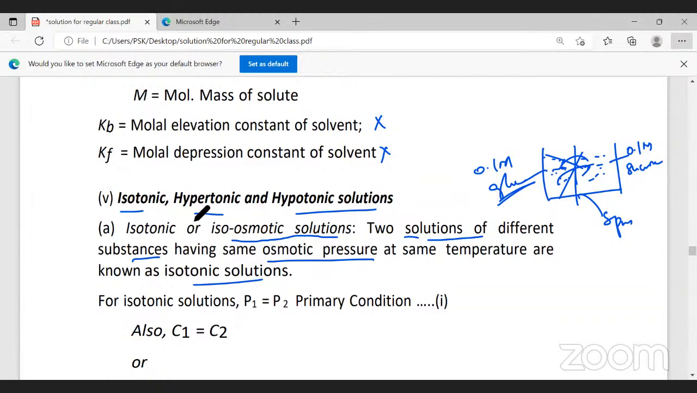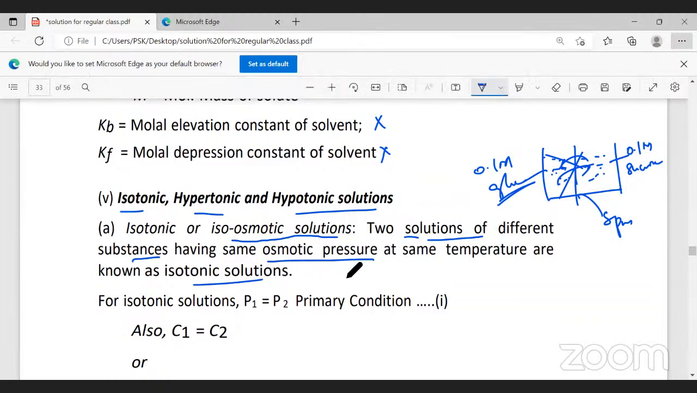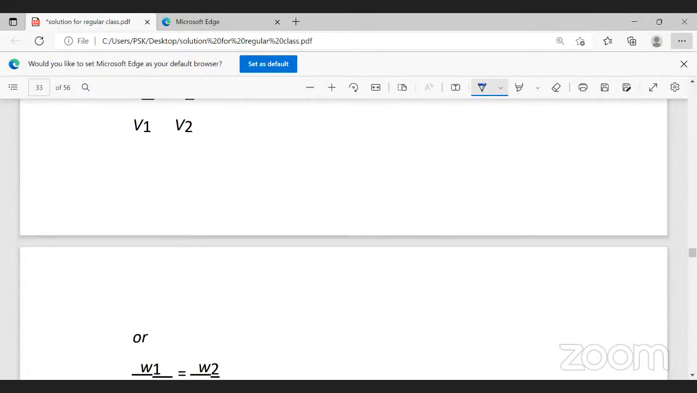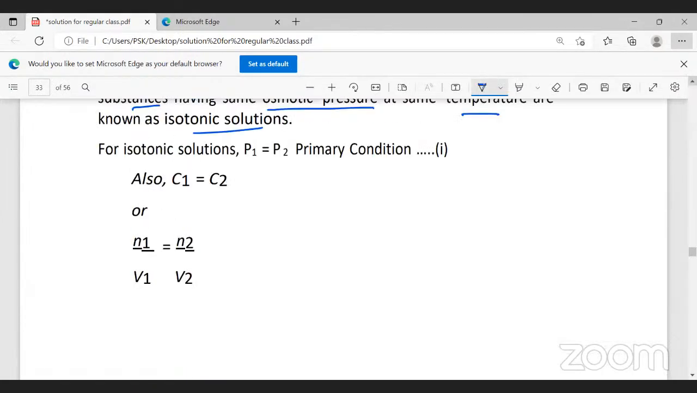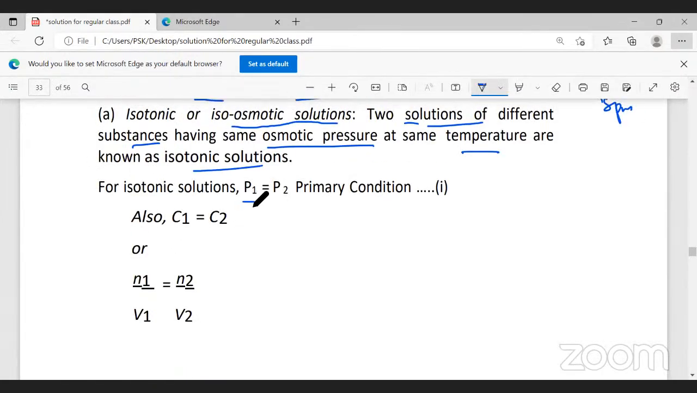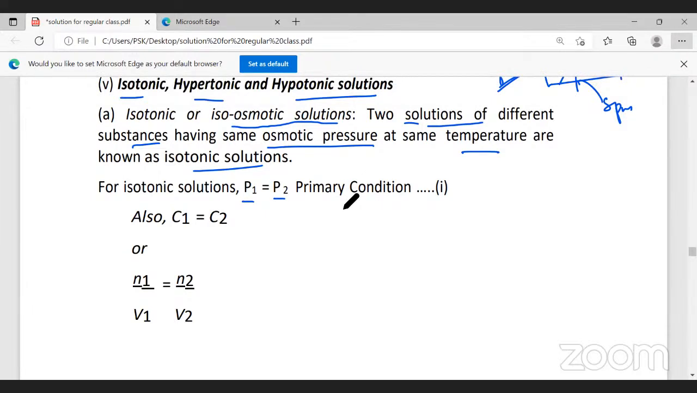That is what it means when two different solutions having the same osmotic pressure at similar temperature are called isotonic solutions. Now, for isotonic solutions, this formula also you should remember. For isotonic solution, P1 is equal to P2. This is the primary condition. So the osmotic pressure of one solution should be equal to the osmotic pressure of the other solution. And also you should understand when osmotic pressure is same, the concentration C1 is also equal to C2.